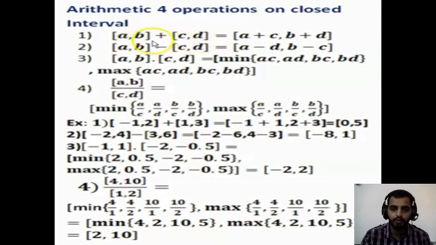Now moving forward, let's see what it says. If you consider the arithmetic operations, there are basically 4 arithmetic operations: addition, subtraction, multiplication and division. These are the 4 major arithmetic operations that can be performed on any of the numbers. If you perform them on a fuzzy set or fuzzy system, what is the outcome that you will be getting?